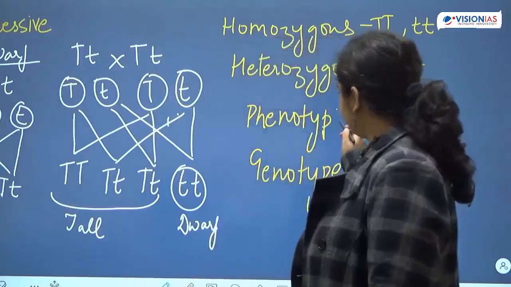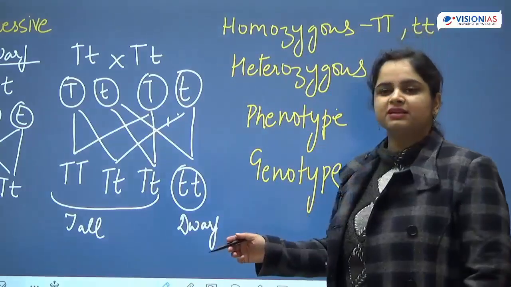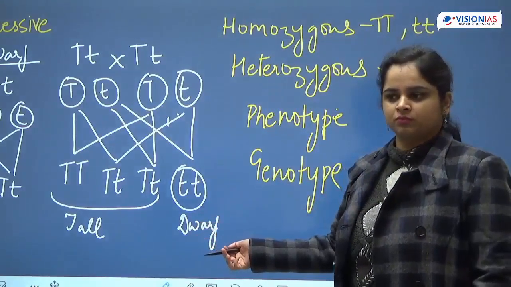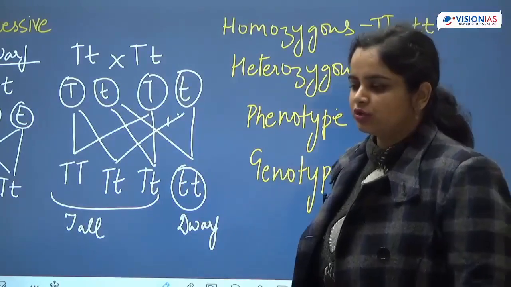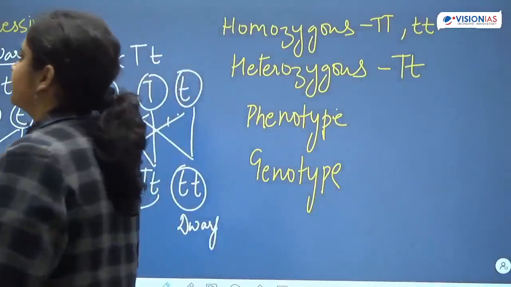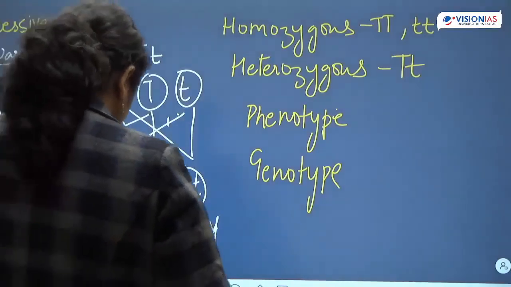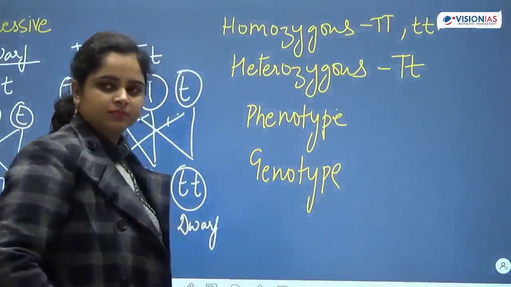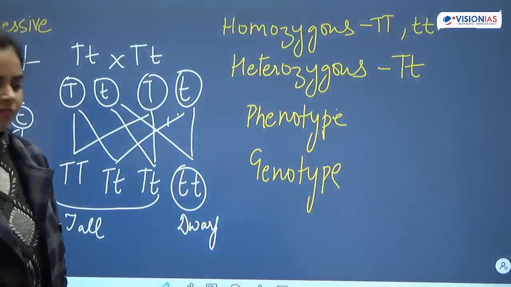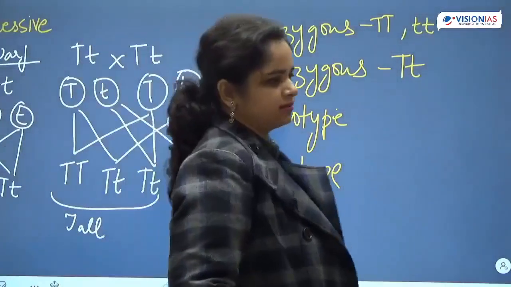Phenotype and genotype. Genotype will be the genetic composition. Okay, write this down. Genotype is the genetic makeup of an organism. Genetic makeup of an organism.